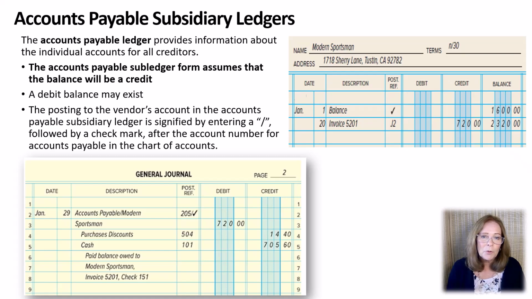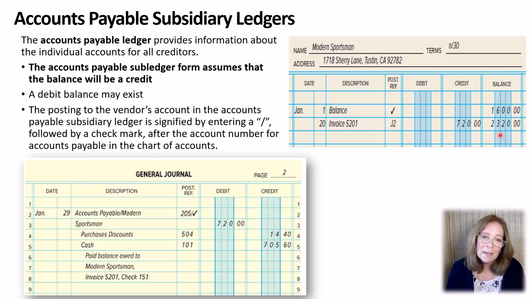The accounts payable ledger contains a separate account for each creditor, and each account shows purchases, payments, and returns and allowances. The balance of the account shows the amount owed to the creditor. Here you can see the accounts payable ledger account for Modern Sportsman. Notice that the balance does not indicate whether it is a debit or a credit. The form assumes that the balance will be a credit because the normal balance of liability accounts is a credit.